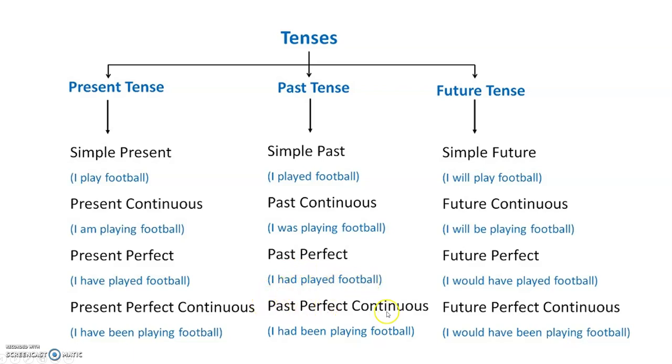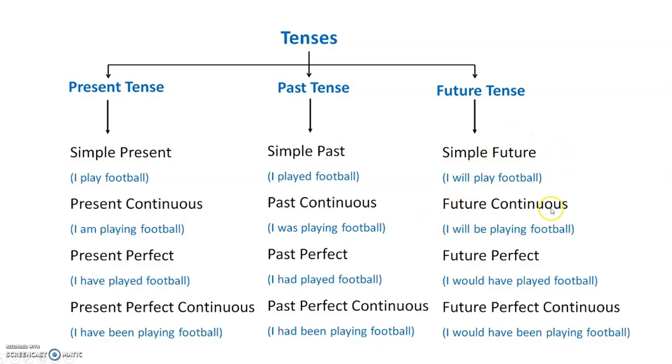Then past perfect continuous. I had been playing football, because it is perfect continuous. So "being" will come: had been. Being is the important thing which is common. Now, in future tense, in simple future: I will play football. Will and shall will come in future tense.